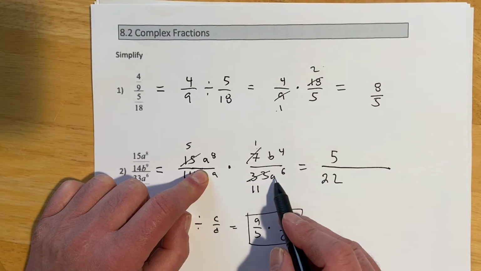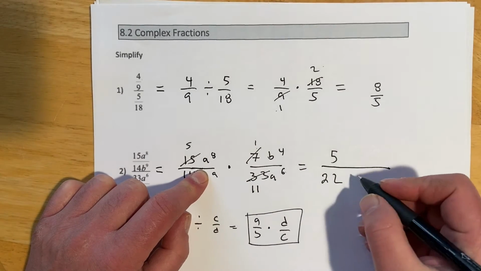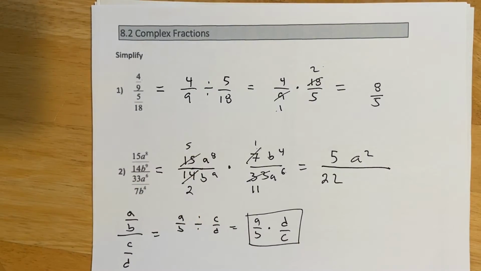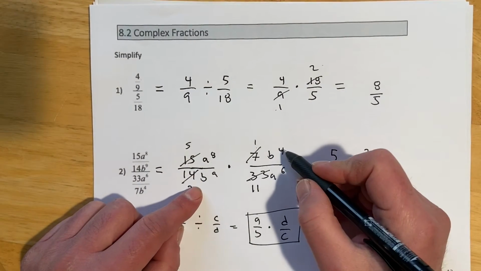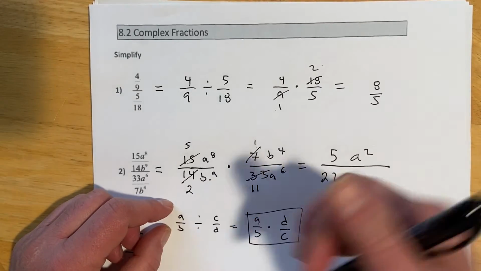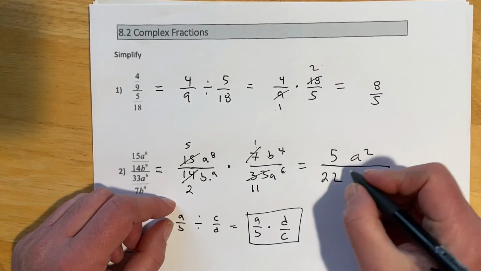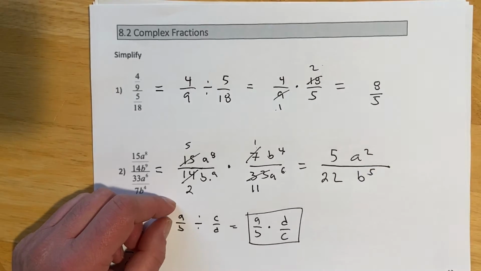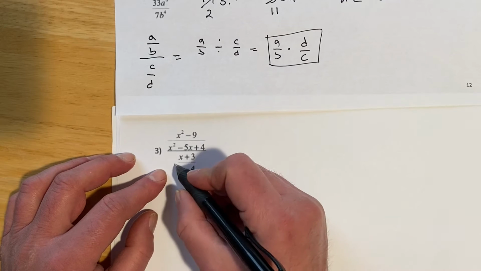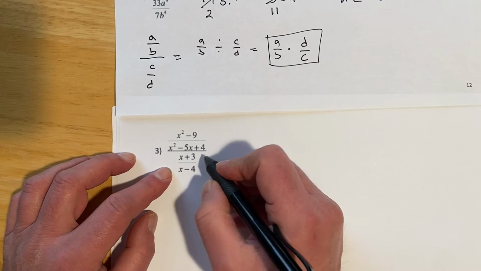a to the 8th right there, a to the 6th there, so that's going to leave me a squared up top. And b to the 4th up top, b to the 9th down below. If I cancel out 4 of them, I will still have 5 left in my denominator, so b to the 5th. So this next one is the same thing: a single fraction divided by a single fraction.